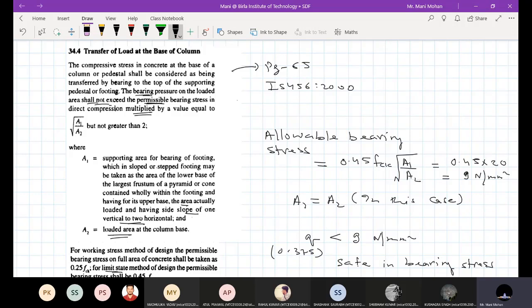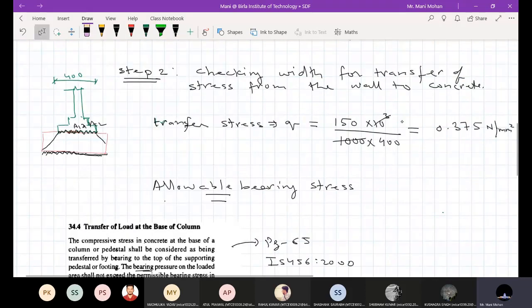And suppose if Q is greater than 9 Newton per millimeter square, how can you actually reduce this? By increasing this width, 400. Suppose this quantity would have come 10 Newton per millimeter square, how could you have reduced that? By increasing the stepping width of the masonry.